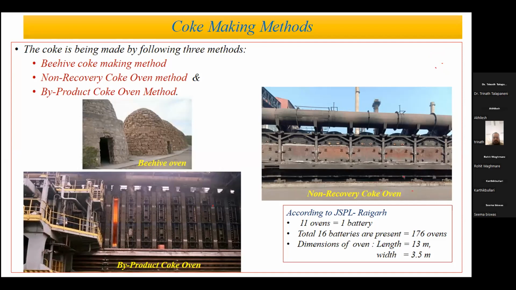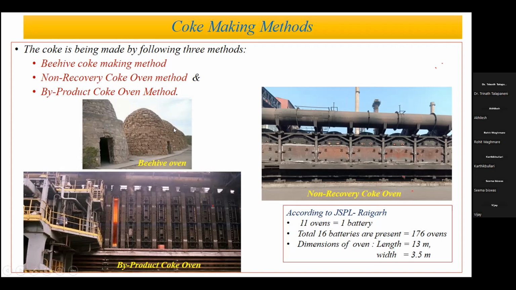We have different types of ovens. Initially we had beehive coke ovens. You can see in this first picture, in the good old days. These have certain disadvantages and limitations, where the quality of the coke produced from these ovens is not uniform.